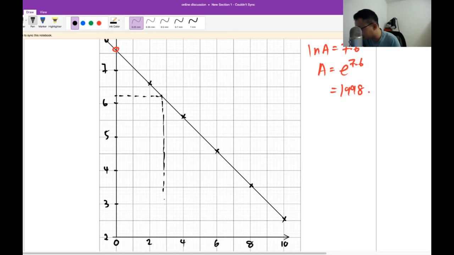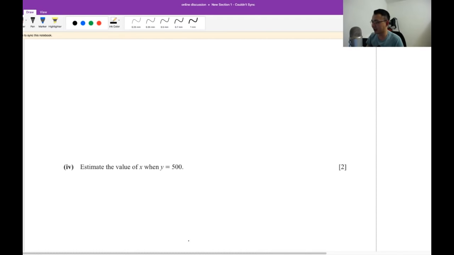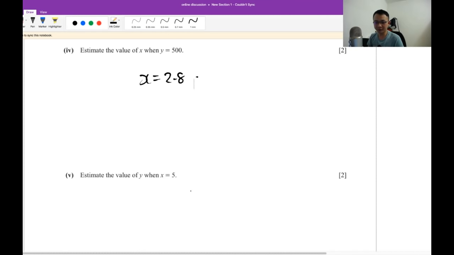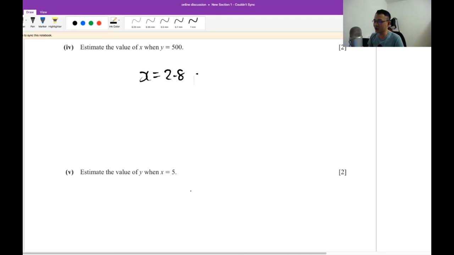Of course, I'm not using the ruler. If you use the ruler, you will get a very accurate one. So it's about 2.8. So the x value is 2.8. Then you just write x equals 2.8. This is how to do this kind of question. When the question uses the word estimate, you cannot do the substitution. Because a lot of students will sub the y value into the equation and solve it. You can't do that.